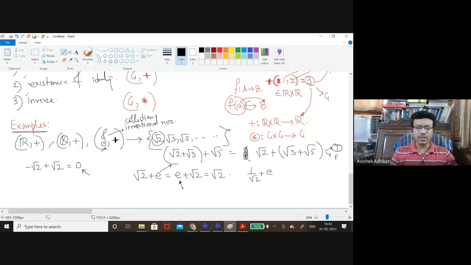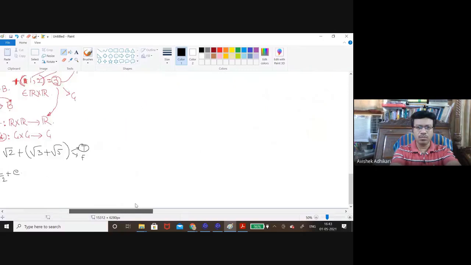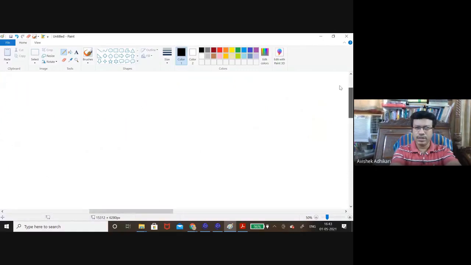So in many ways, you can say that the set of all irrational numbers will not be a group, because it fails to have the identity element. It also fails closure. If you consider this to be A and this to be B, then B plus A becomes 0, and that is not within the set of irrational numbers. So in that way, this is also not a group. Okay, let me have some more examples.